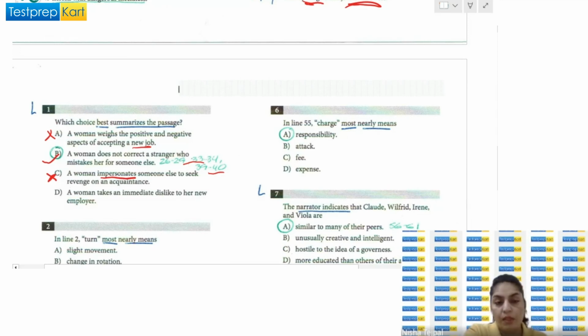Now, D says a woman takes an immediate dislike to her new employer. This is not the scenario where she is disliking her employer. Who is the employer? Miss Quabal. She is the employer. Is she disliking her for no reason, or is she showing any dislike for her? No. So we will not mark them as right.